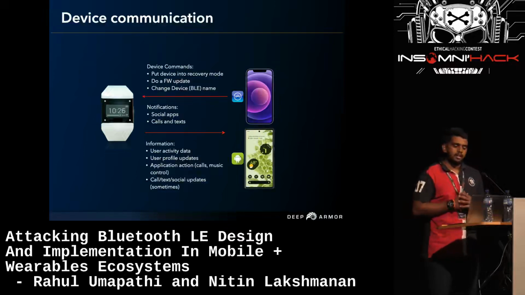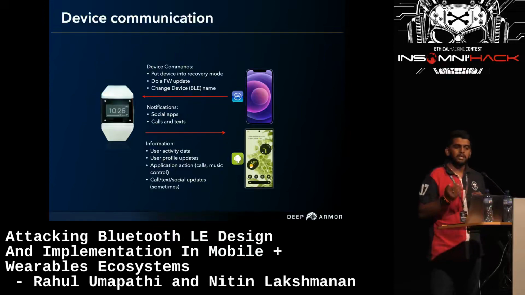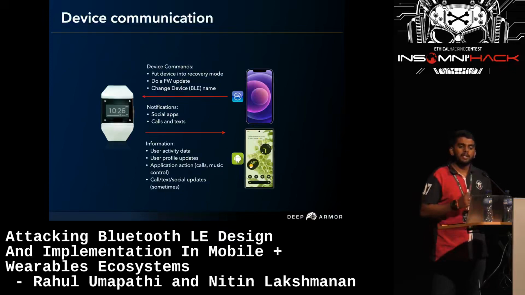This is how the data communication between the wearable device and the mobile application happens. As you can see, a lot of data is getting exchanged here. From the mobile application to the wearable device, the mobile application sends commands for firmware updates and social app notifications, and some wearable devices are even capable of accepting calls and replying to them. From the other side, from the device to the mobile application, the data exchange is mainly related to activities, and again social app notifications and many other data.